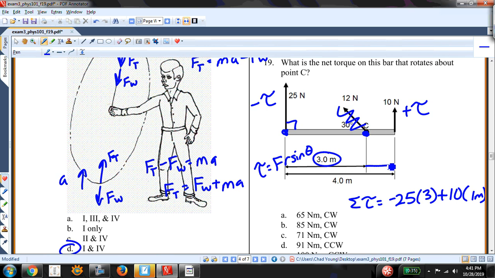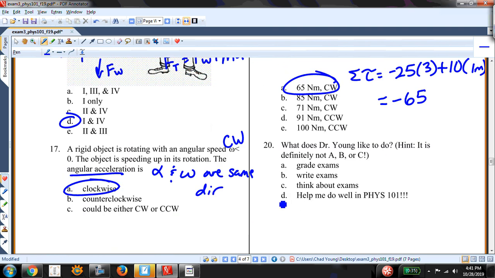That's the distance from here to here. If that's 4, that means this is 1. Negative 65. 65 newtons clockwise. And D.